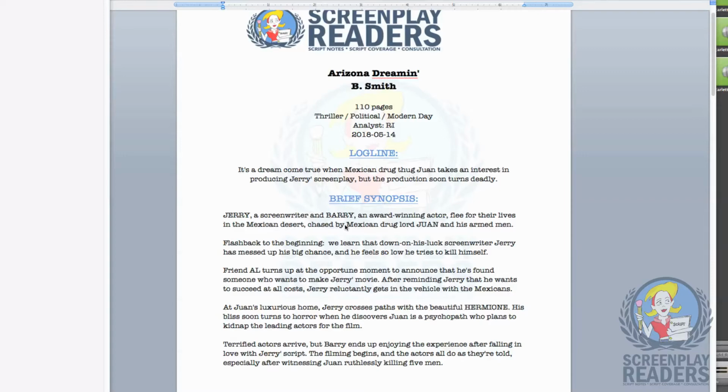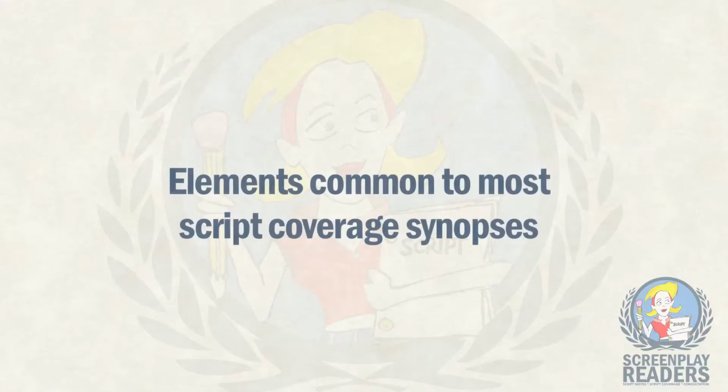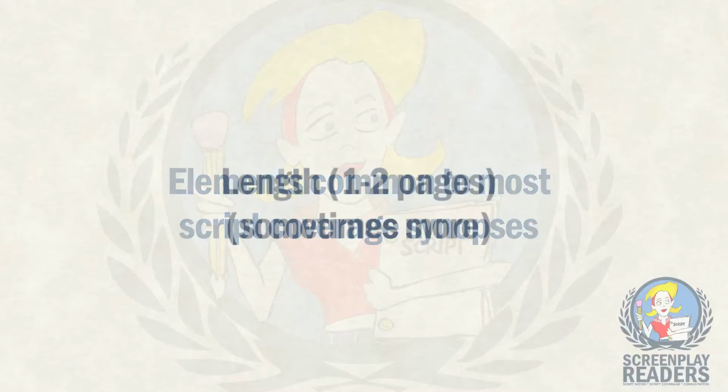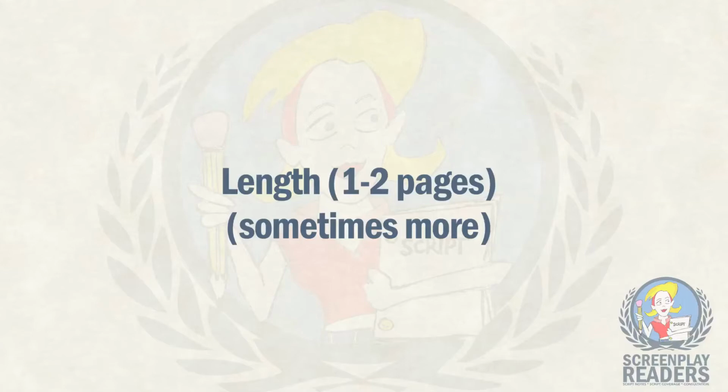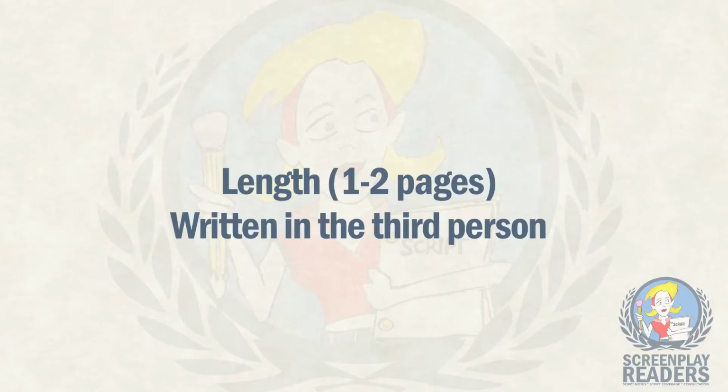So there are some unifying elements of script coverage synopses that we're going to go over real quick. The first of those is, like I said, the length. Synopses for script coverage generally run between 1 and 2 pages. But another component is that they're written in the third person. The reason is that script coverage in general is supposed to be as objective as possible, at least in the synopsis.